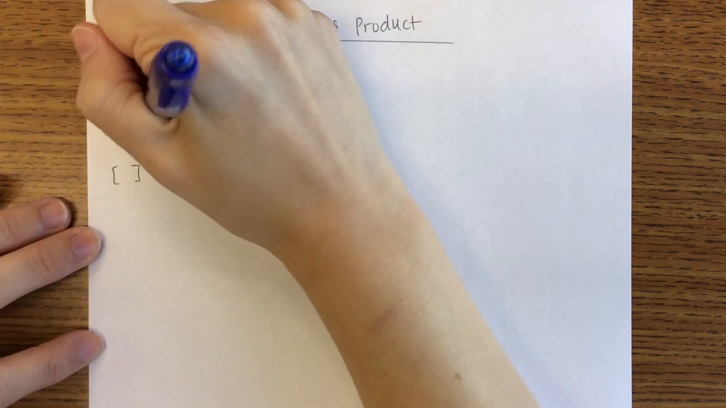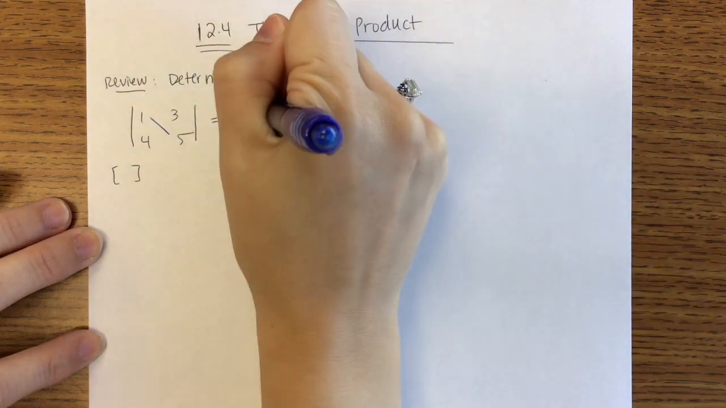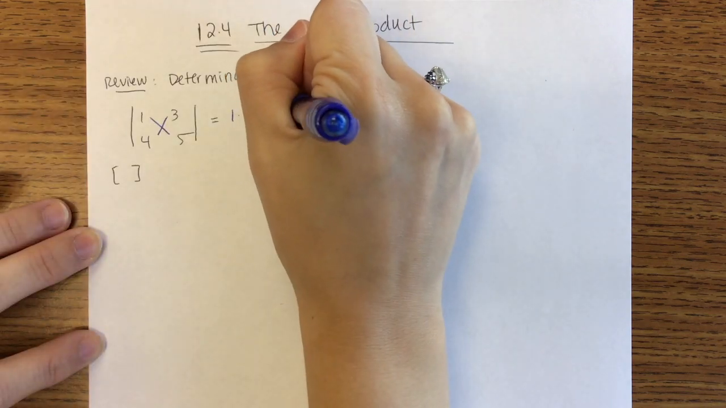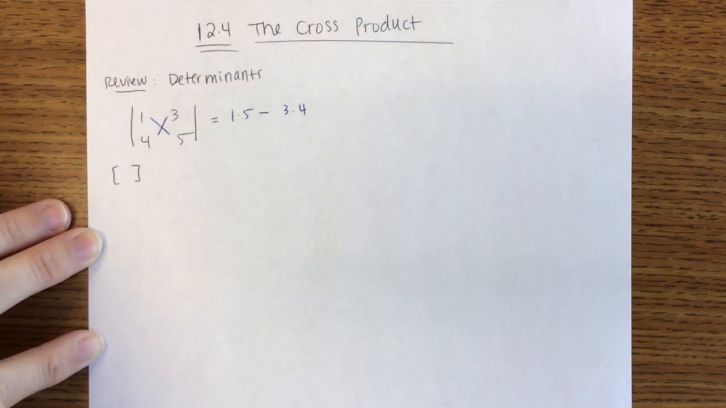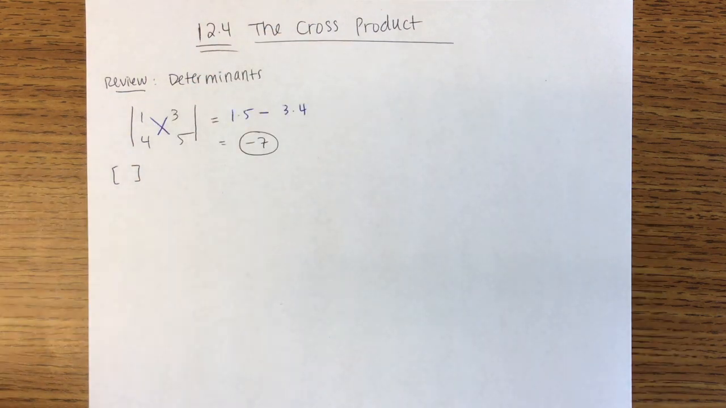You're going to calculate the product of the first diagonal. So we're going to have 1 times 5. Then you're going to subtract the product of the other diagonal. So 3 times 4. So we end up with 5 subtract 12, so we get a determinant of negative 7. So that's when we're looking at a 2 by 2 matrix.